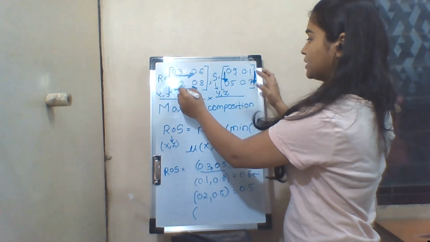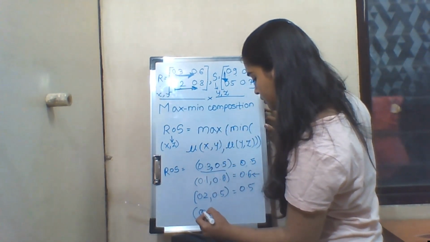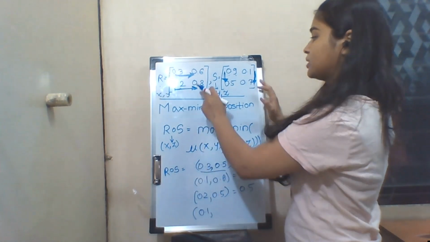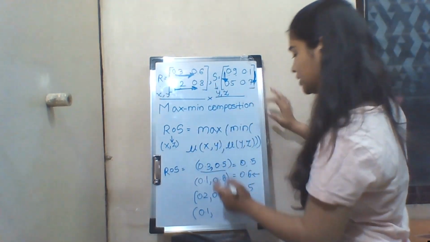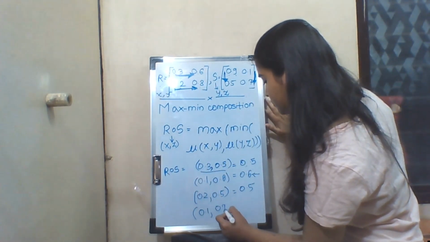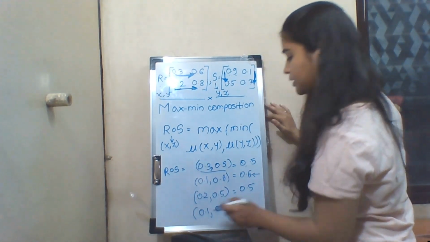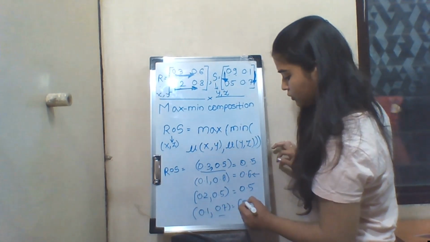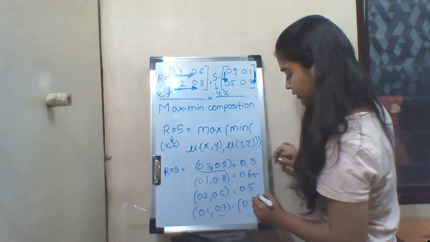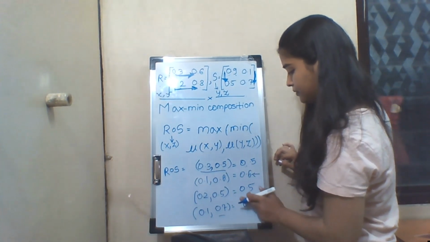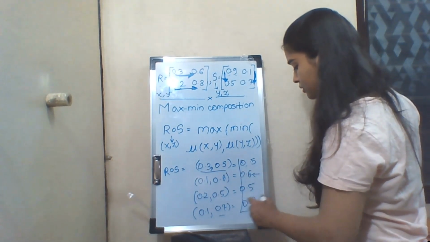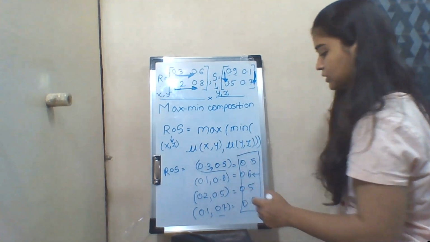Let's compare now 0.2 and 0.1. 0.1 is minimum. Now between 0.8 and 0.7, 0.7 is minimum. So now we select maximum out of these two, which is 0.7. So this is the max-min composition.